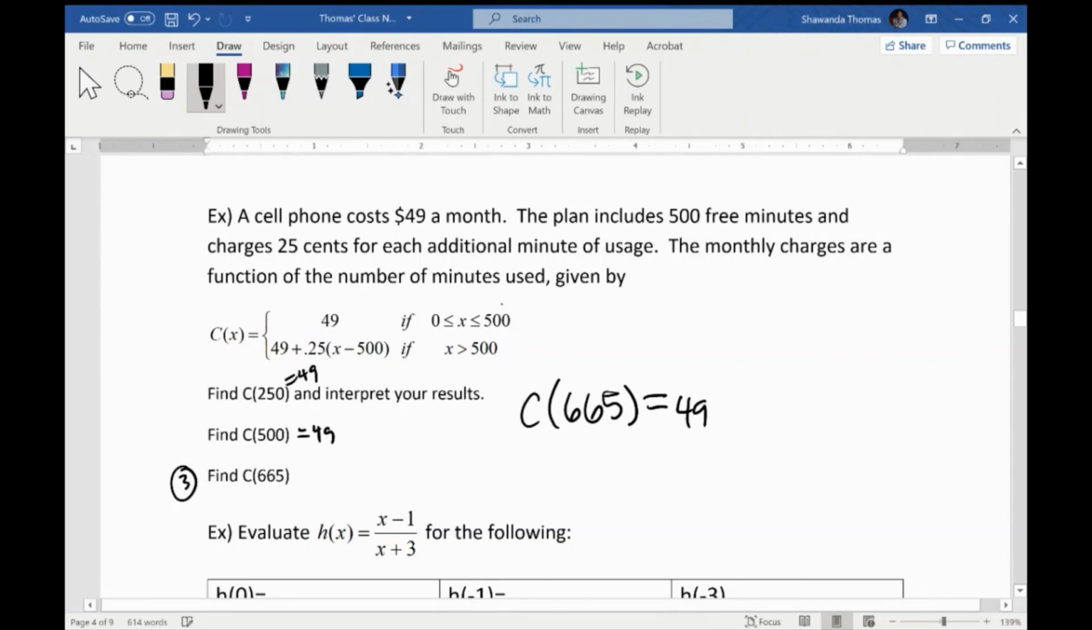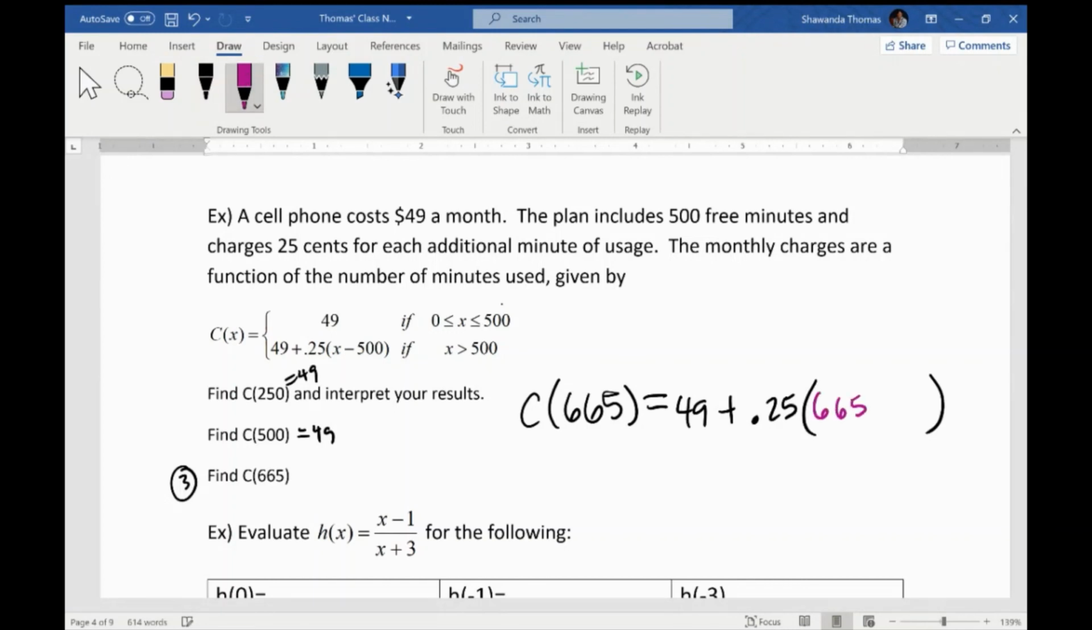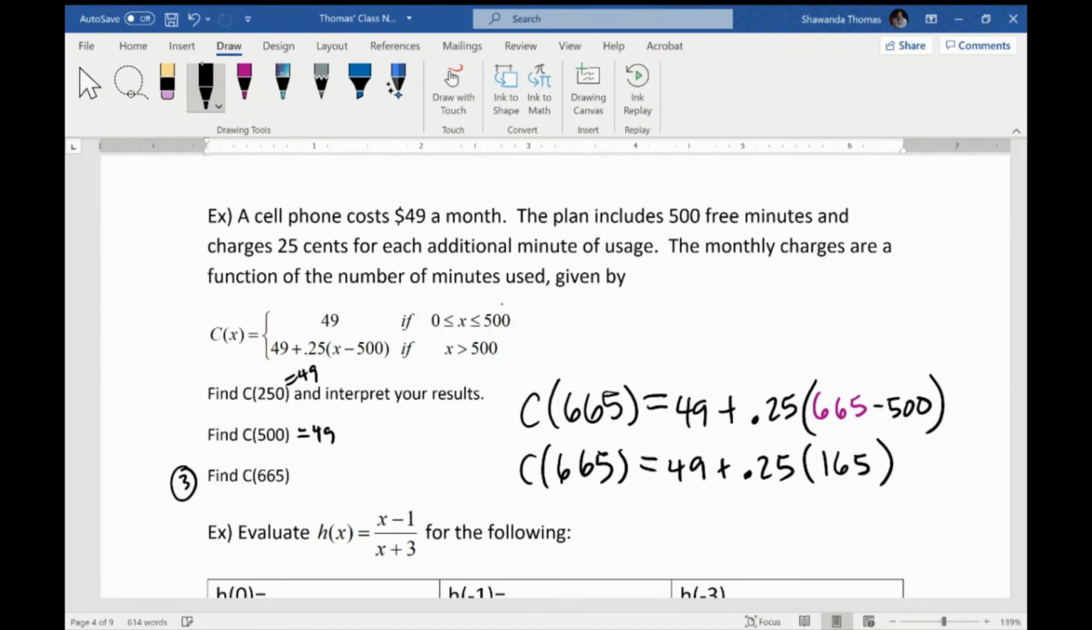All right, so again, we're evaluating piecewise functions. So all we're doing is making a substitution, 665 instead of the x. So what would you do first? I would work on this parenthesis. What goes in parenthesis? 665 minus 500. 165. All right, what would you do next? We'll multiply it by 25 cents. I would. That's what I would do too.